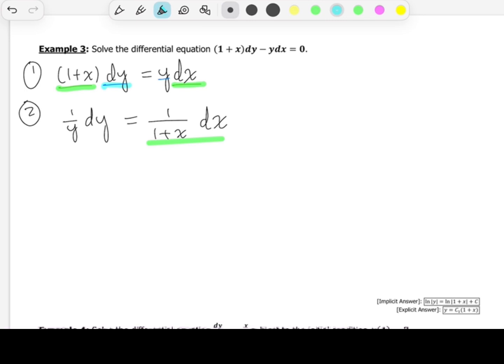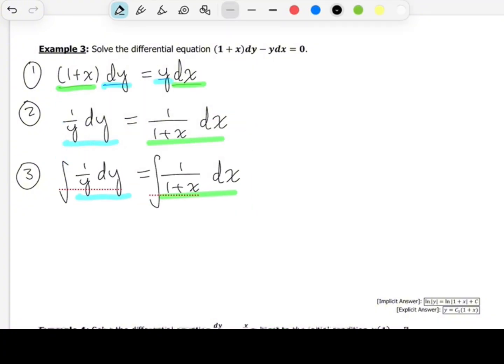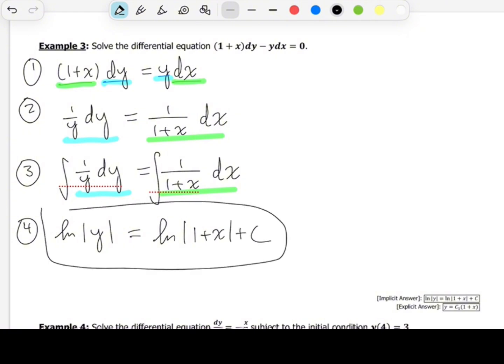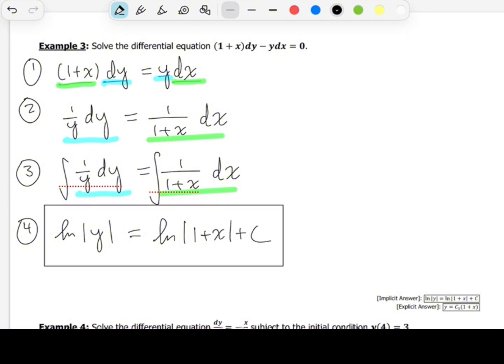Just go over with the highlighter. There we go. Now, it's time for us to integrate. After integrating, we get that ln of y equals ln of 1 plus x plus c. And this guy becomes our implicit answer.